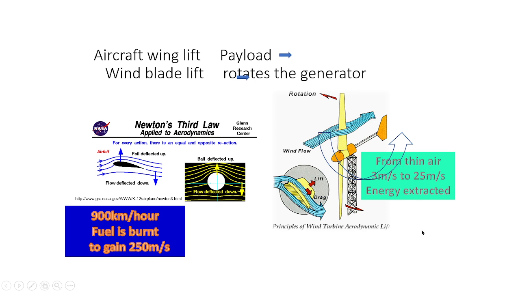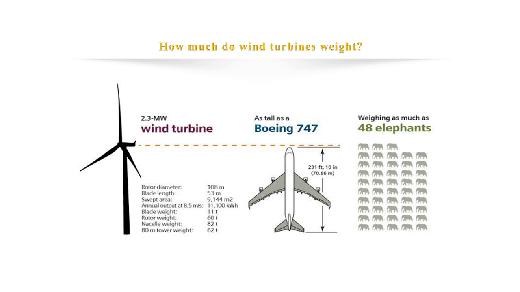Then to compare, if you want the tons of weights, blade may weigh around 11 tons, rotor may weigh around 60 tons, nacelle weight may be 82 tons, an 80-meter tall tower may weigh around 62 tons. Overall, 200, 300 tons weight will be the wind turbine weight. It's as good as 48 elephants weight, and it is as tall as the Boeing 747. Today's wind turbines, in fact, much taller wind turbines are there now. Even in India, we got 5 megawatt by Adani.